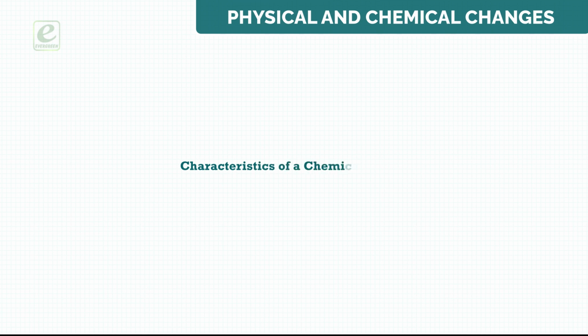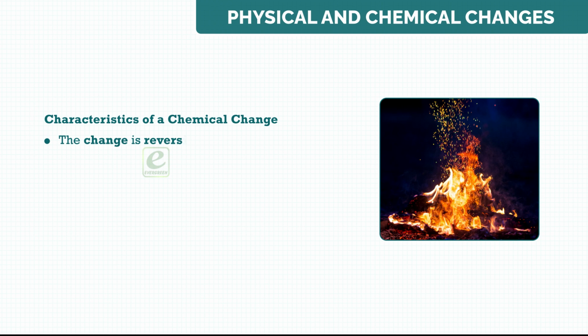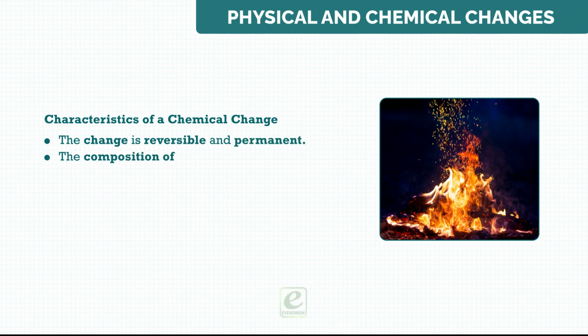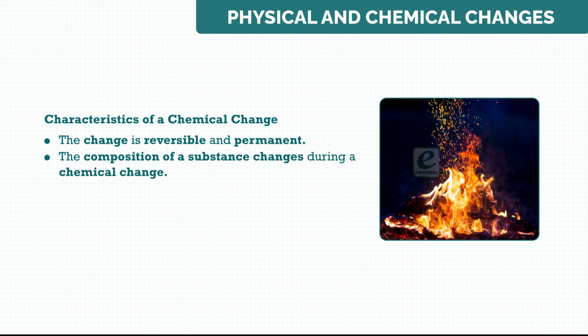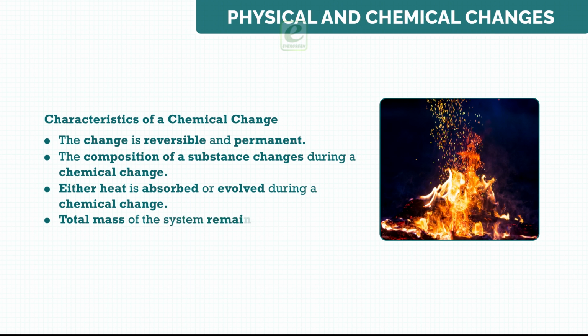Characteristics of a chemical change. The chemical change is irreversible and permanent. The composition of a substance changes during a chemical change. Either heat is absorbed or evolved during a chemical change. Total mass of the system remains the same.